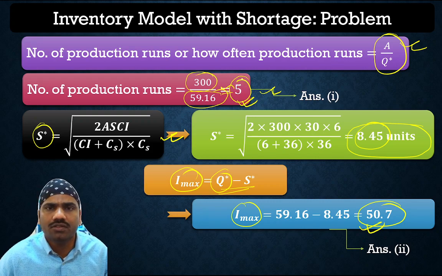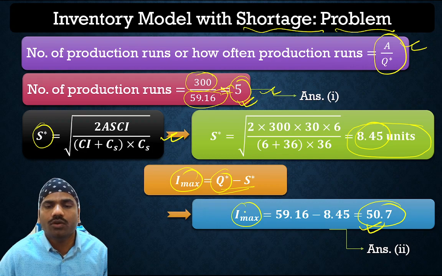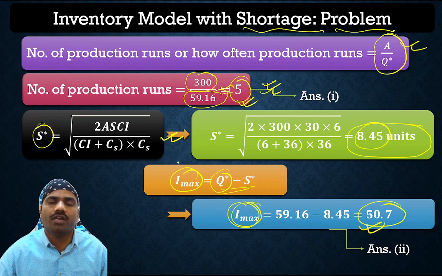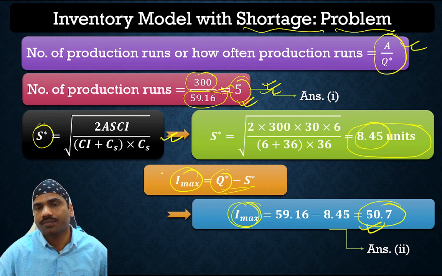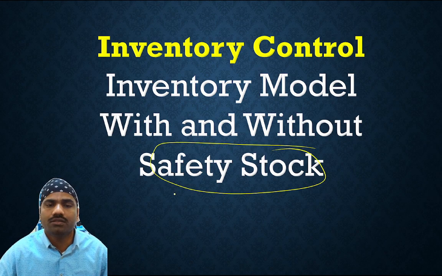So we have obtained these values in the shortage model. We have discussed the shortage model, and we can find the maximum inventory we are going to store and the number of production runs we have to maintain, by finding the optimal order quantity, the economic order quantity. With this we have discussed the shortage model. Next we will discuss the inventory model that comes with the buffer stock, or we can say safety stock.